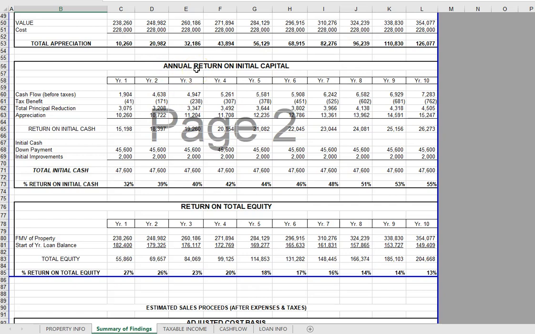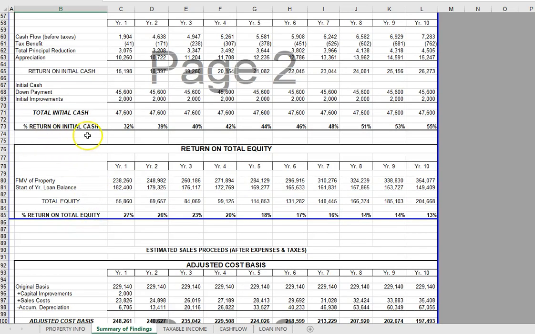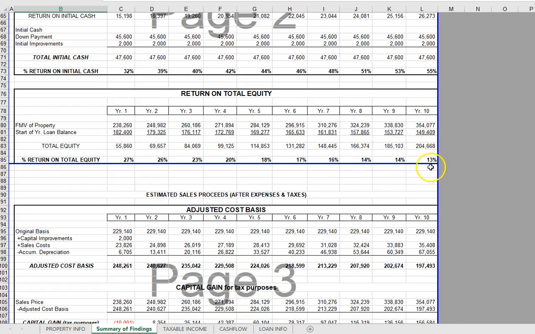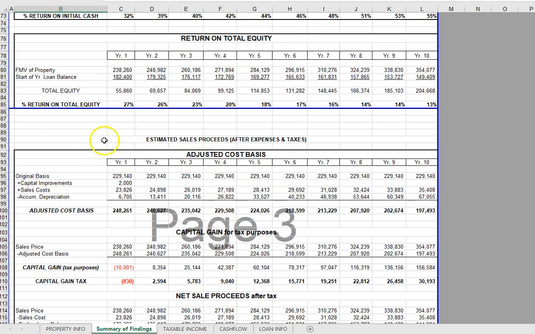Annual return on initial capital, so you can see cash flow before taxes, your tax benefit, total principal reduction, and then your appreciation that we figured. And then your return on initial investment here goes up. And then based on your initial cash and the improvements, here's your percentage return on initial cash. So that's looking at it on initial cash, and then here's your return on total equity. As your equity grows, the return is going to go down. And then estimated sales proceeds.